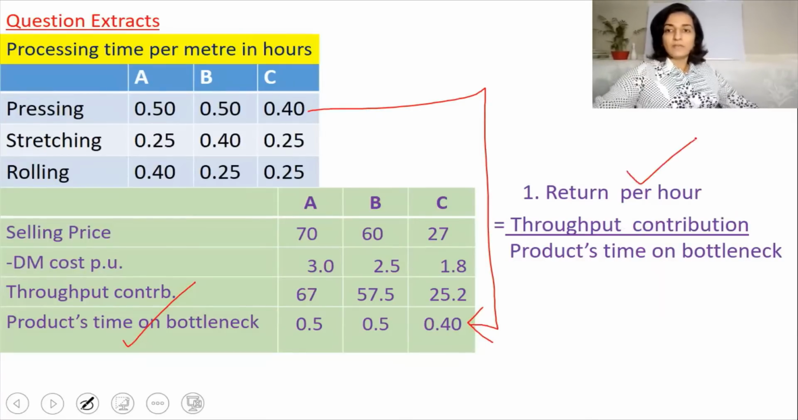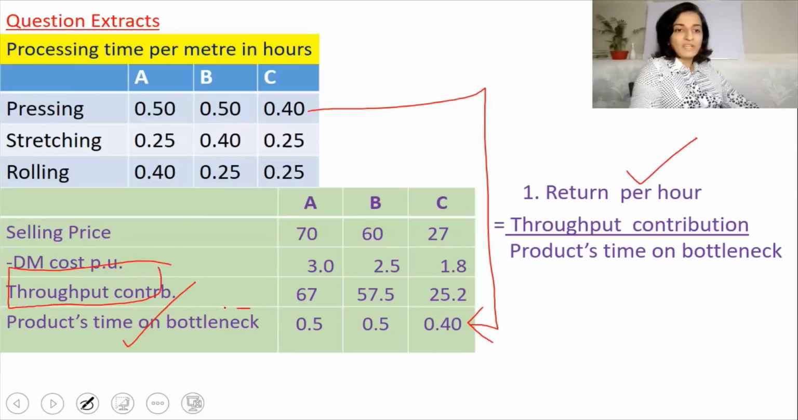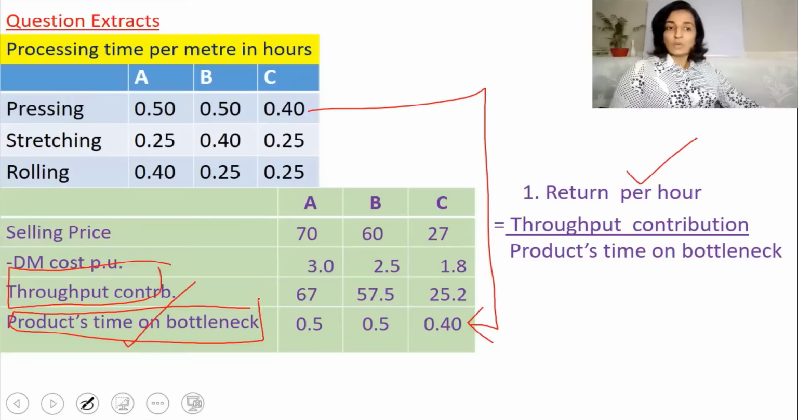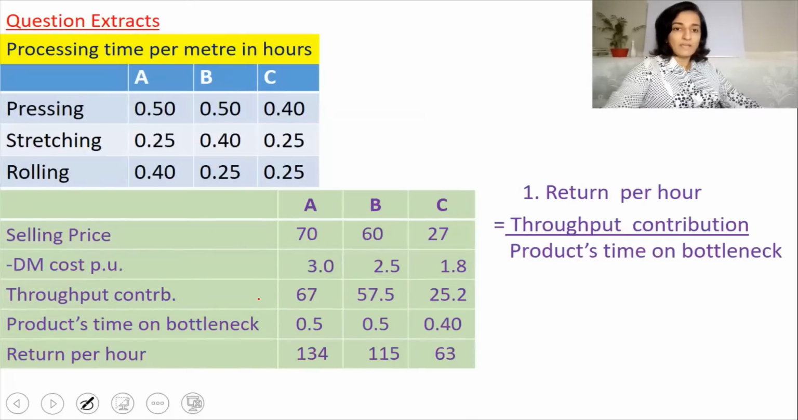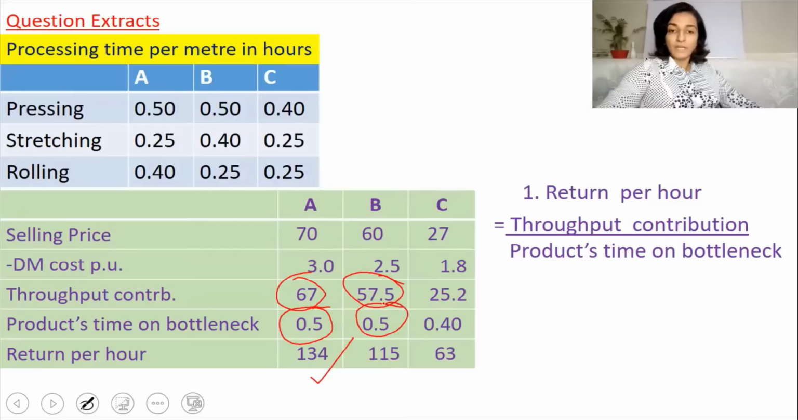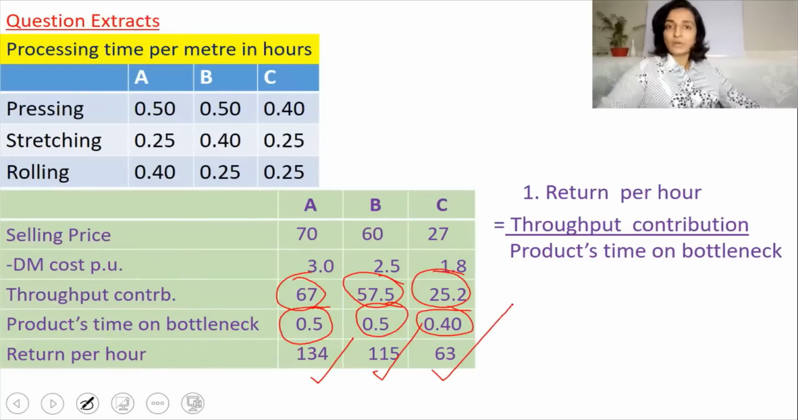Now for return per hour, all that we have to do is divide the throughput contribution by the product's time on the bottleneck. So return per hour is given by 67 divided by 0.5, 134 for product A, 57.5 divided by 0.5, 115 for product B, 25.2 divided by 0.4, $63 for product C. So we are done with the calculation of return per hour.